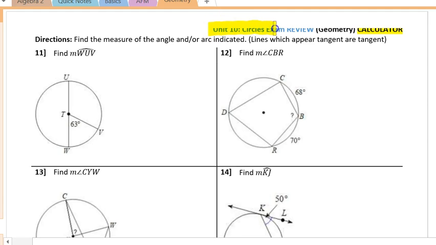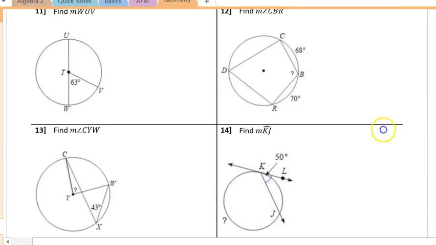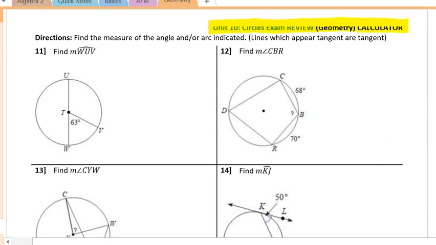Unit 10 Circles Exam Review, questions number 11 through 18. These are our more advanced questions in the sense that they are multi-step and require us to do a few calculations before we actually end up with our answer. So let's just jump straight into it.